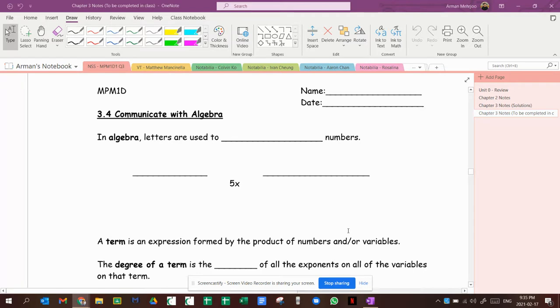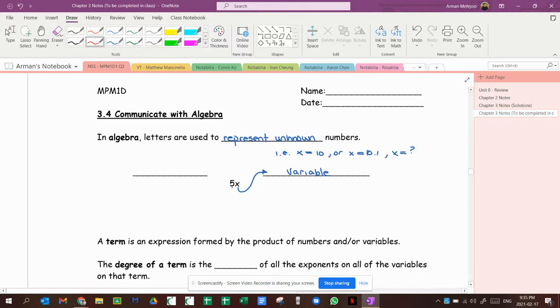So in algebra, letters are used to represent unknown numbers. So these unknown numbers can take on any number. So for example, x could be 10 or x could be 10.1. Or x could be any real number. We don't know what that is, and so that's called a variable. The letter is called a variable.